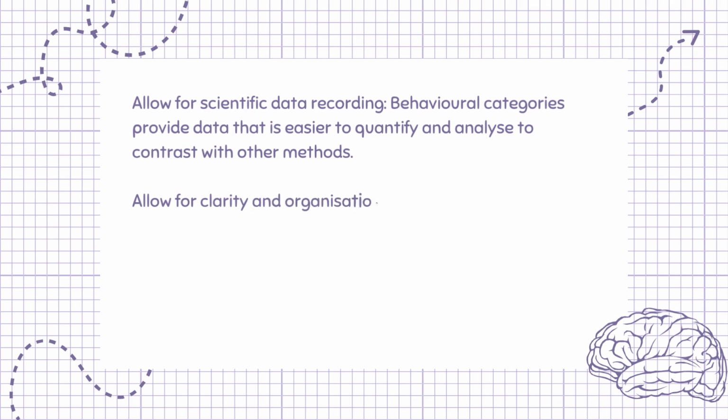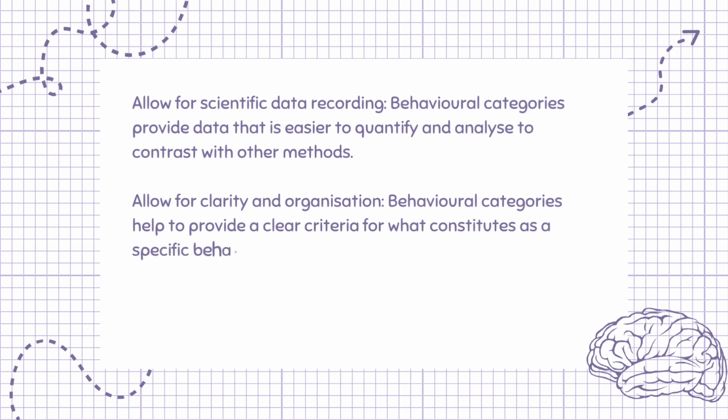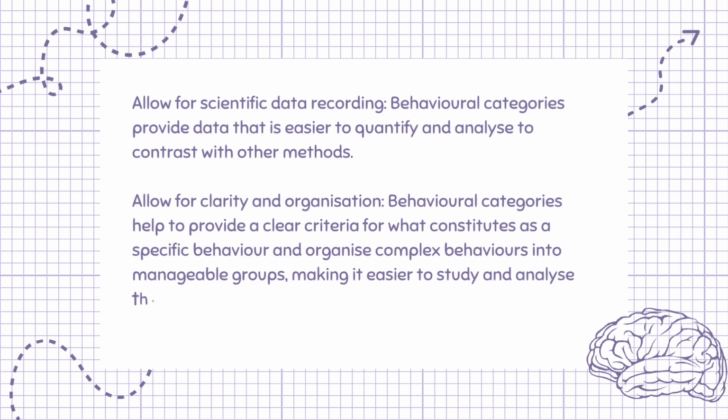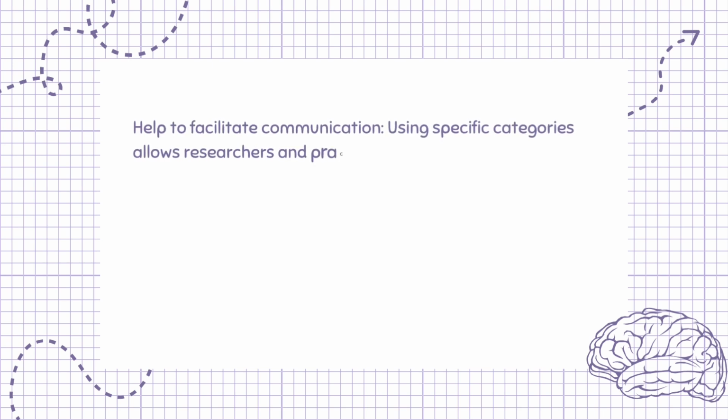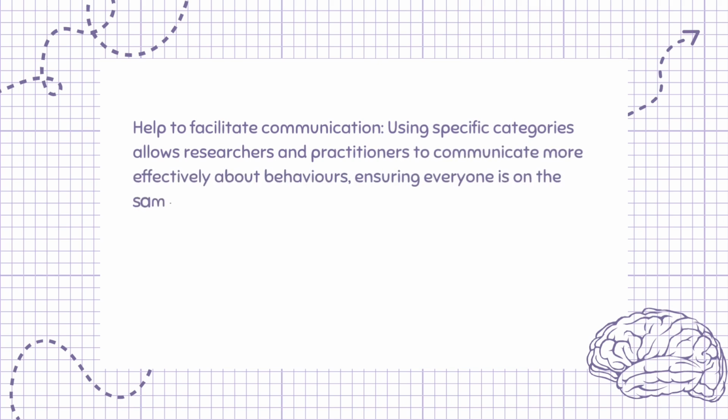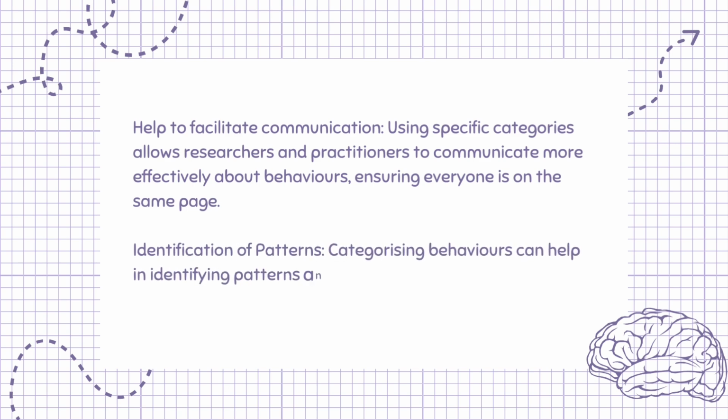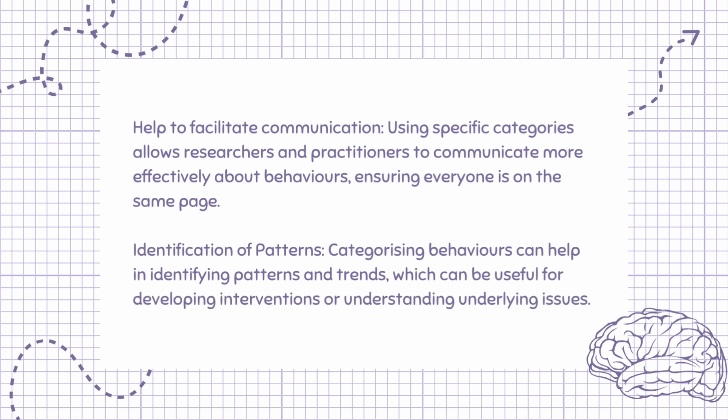Allow for clarity and organization. Behavioral categories help to provide a clear criteria for what constitutes a specific behavior and organize complex behaviors into manageable groups, making it easier to study and analyze them, which can lead to more accurate and consistent results. Help to facilitate communication. Using specific categories allows researchers and practitioners to communicate more effectively about behaviors, ensuring everyone is on the same page. Identification of patterns. Categorizing behaviors can help in identifying patterns and trends, which can be useful for developing interventions or understanding underlying issues.